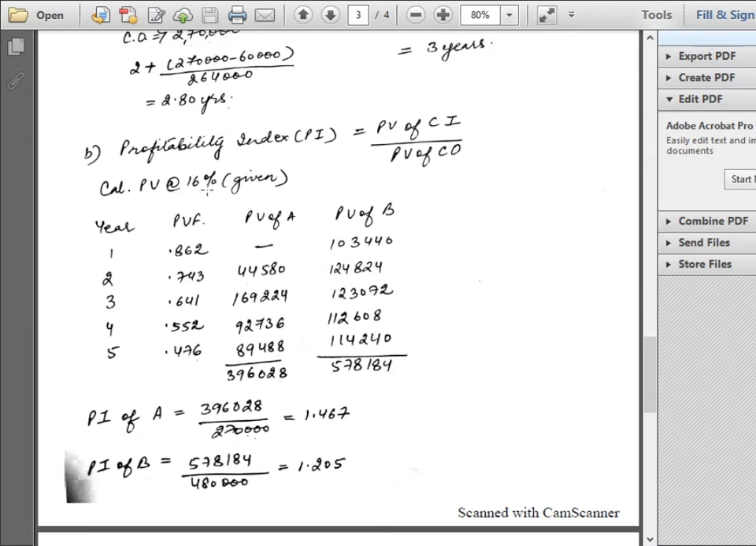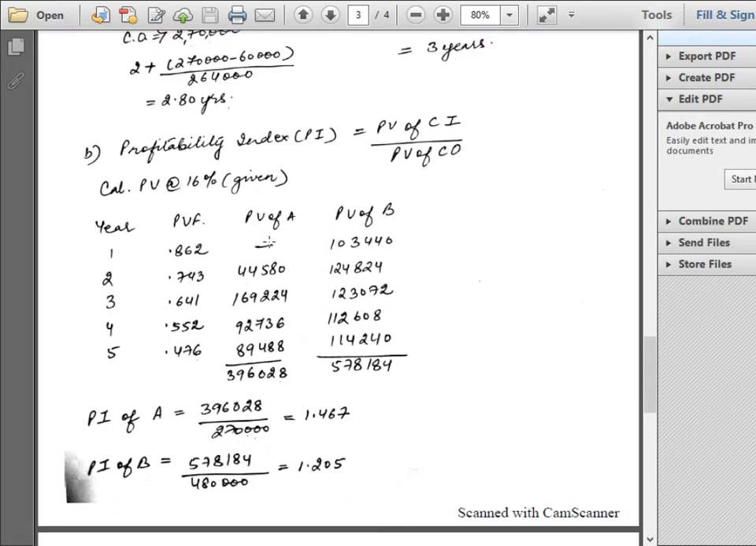So at 16%, we will calculate the present value factor for project A and project B. So these are the years 1 to 5. Present value factor at 16%, we will write the present value factors for year 1 to year 5. Now this is the present value of A and present value of B. So here we will just have a simple multiplication of the cash inflow of project A with the present value factor of year 1. If you can see in the question, the first cash inflow of project A is nil. Therefore, the value over here will be nil.